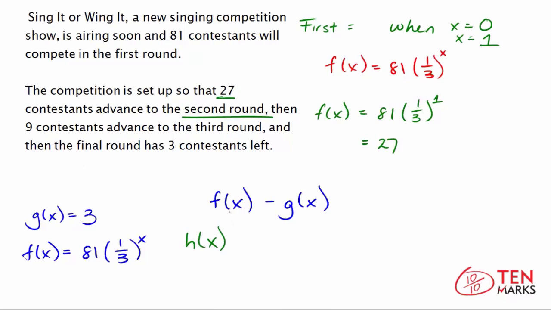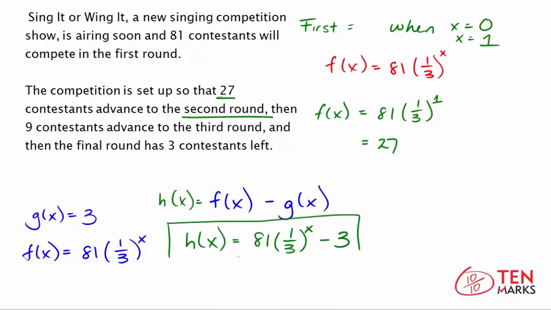So h of x equals f of x minus g of x. So let's fill in the values. F of x equals 81 times 1/3 raised to the power of x, and g of x equals 3, so minus 3. This equation right here for h of x represents the number of contestants in any round if 3 players dropped out. Let's take a look at another problem together.